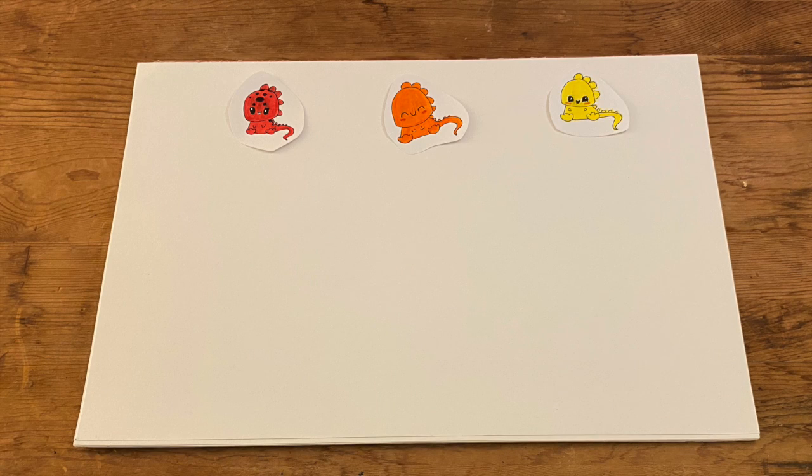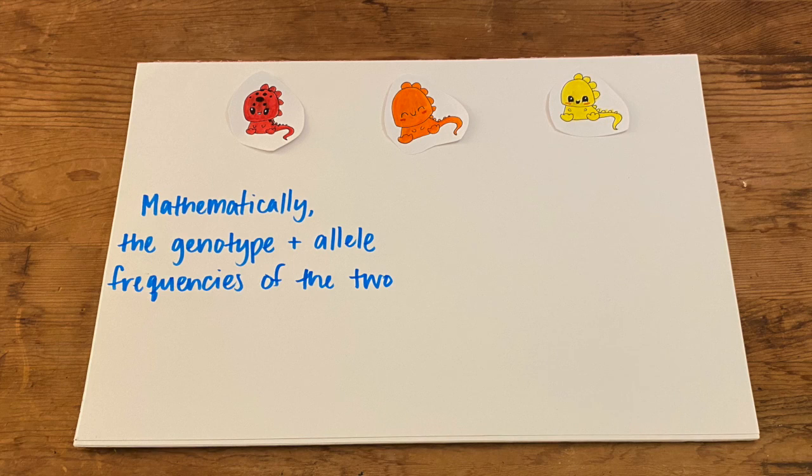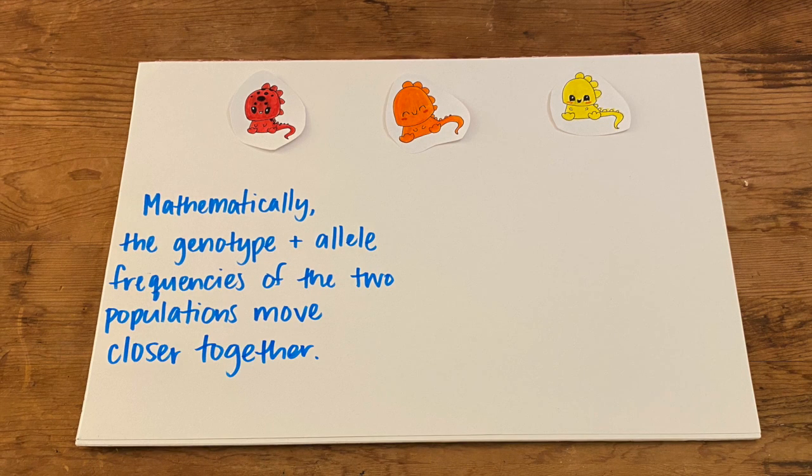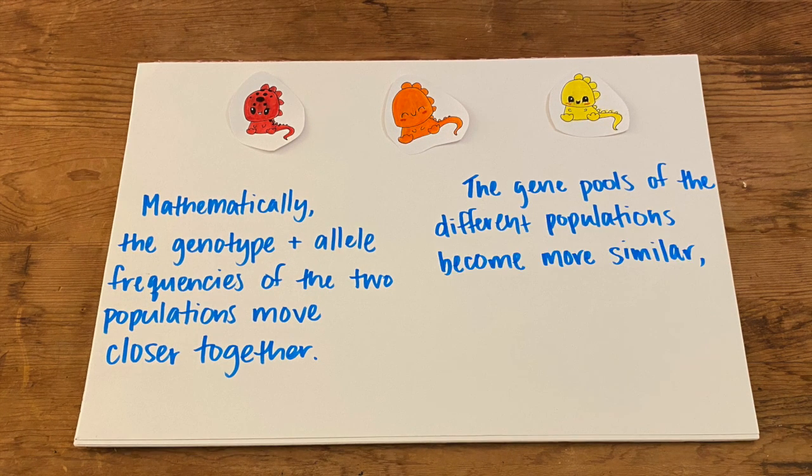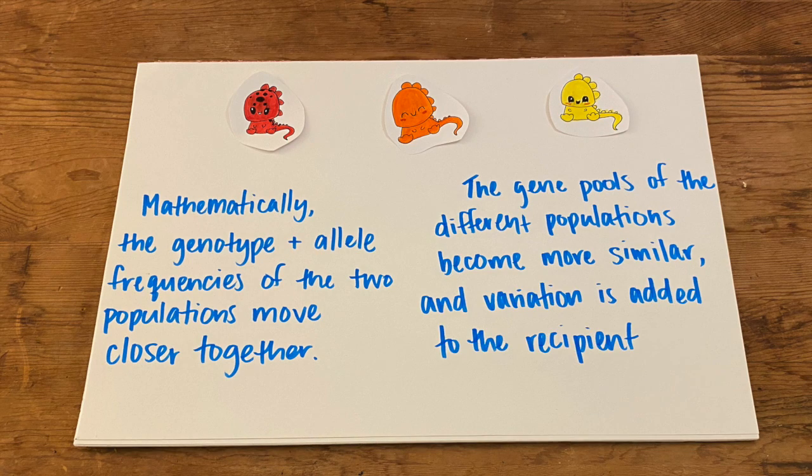So, to sum up the effects of migration, mathematically, genotype and allele frequencies of the two populations move closer together, which means that the gene pools of the different populations become more similar, and variation is added to the recipient population.